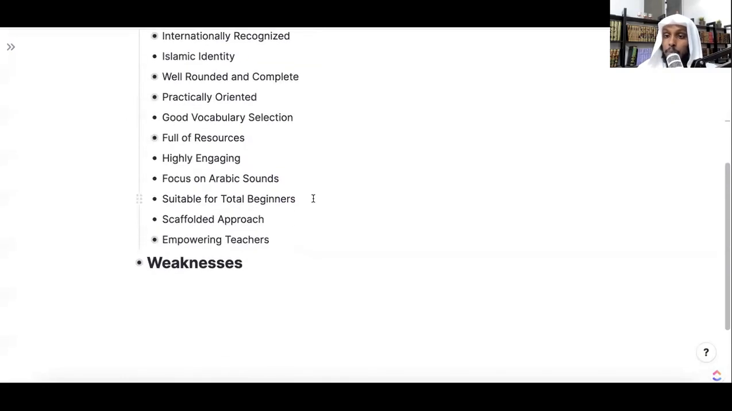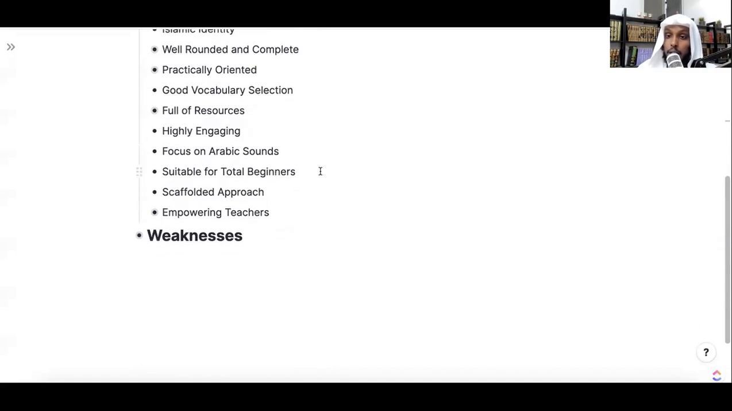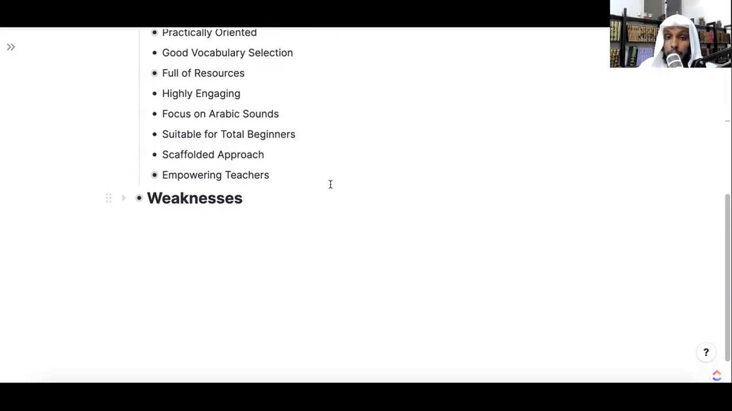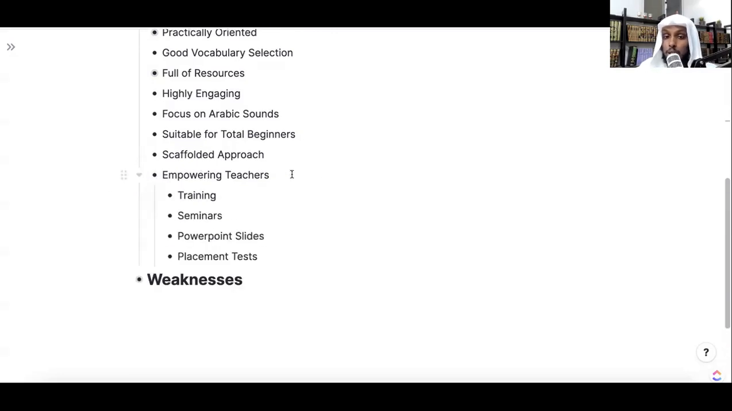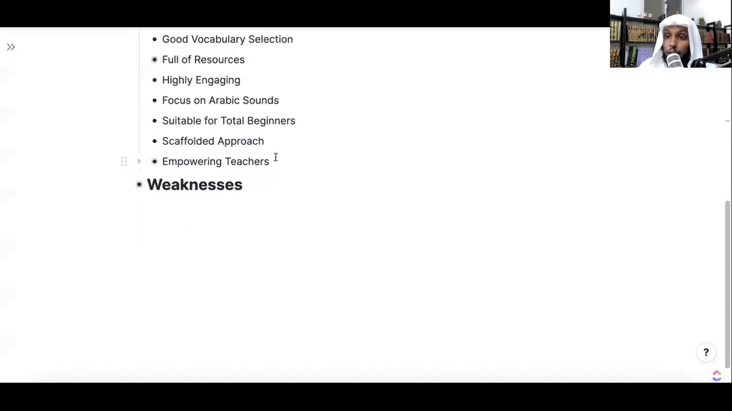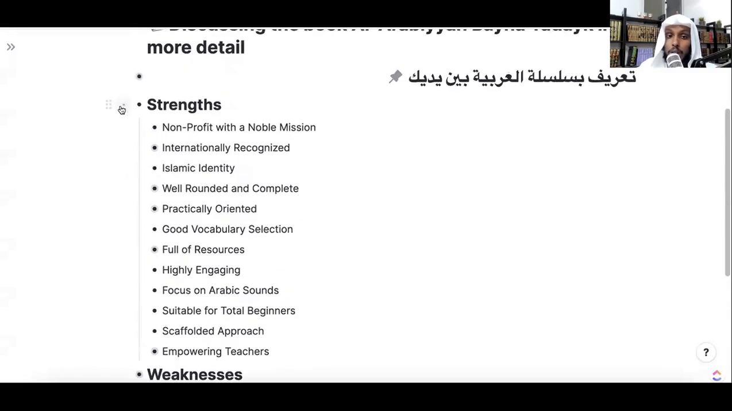It's highly engaging. Its high focus on Arabic sounds is a big plus. It's suitable for total beginners. It's got a scaffolded approach, as in it builds up in stages very well. And it also empowers teachers, Allahumma barik. It trains the teachers, it gives seminars, they give you PowerPoint slides, they do placement tests, even for teachers as well. So mashallah, these are the strengths.